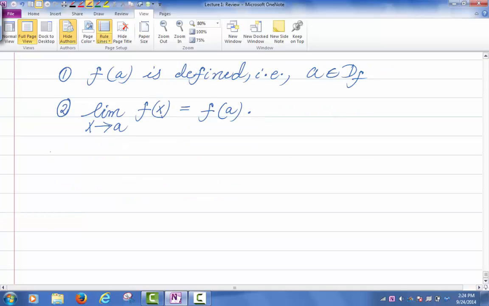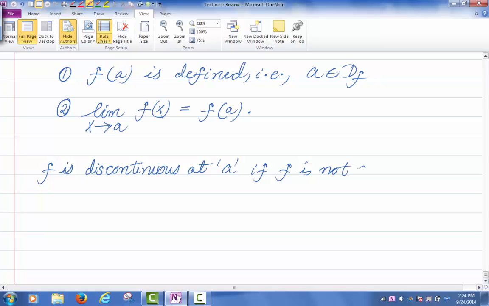We are going to use some other terminologies like this. f is discontinuous at a if f is not continuous at a. Surprise.